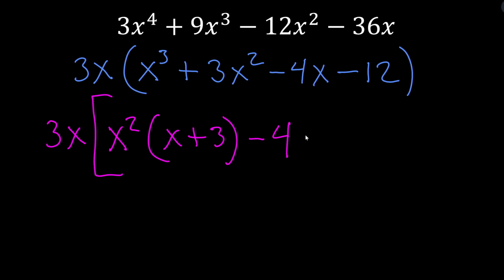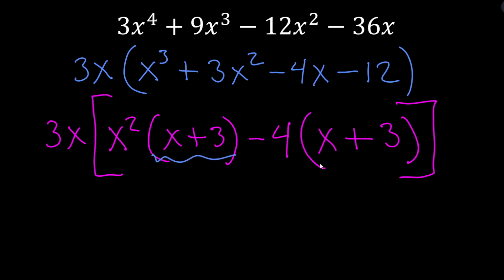All right, when we take out this negative 4, what are we left with? Just an x here. Negative 4 times x is negative 4x. And what do I multiply negative 4 by to get negative 12? That is positive 3. Awesome. So we're going to write this out. Again, we had these big brackets. The 3x is chilling out in front. Now what we can do is take out the common factor, x plus 3, and what we're left with is x squared minus 4.